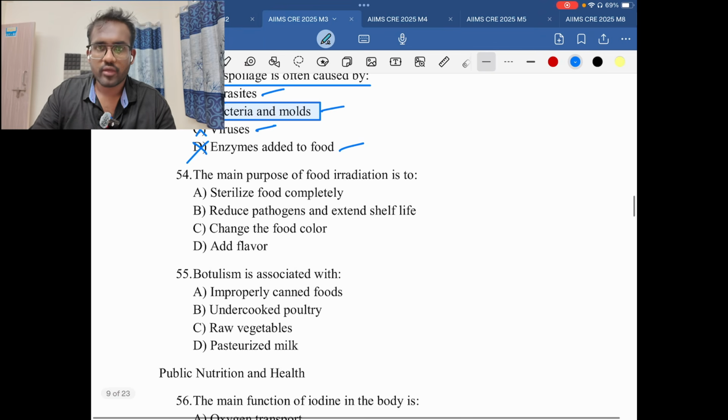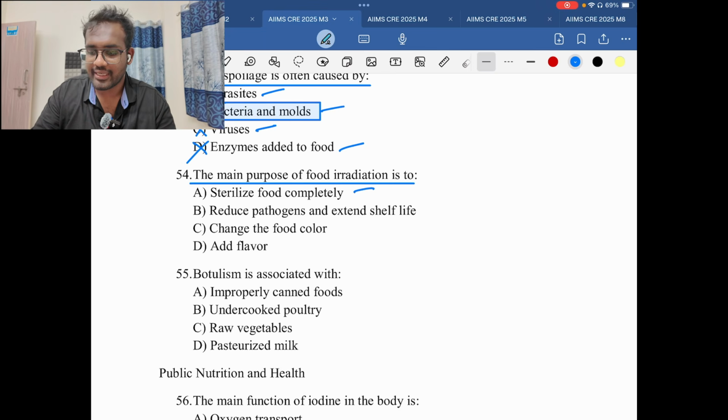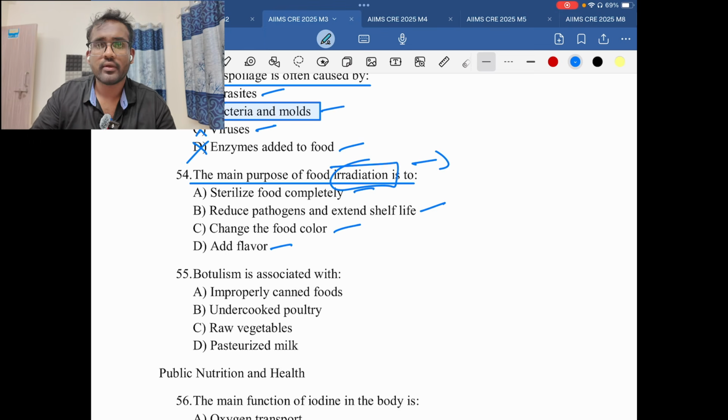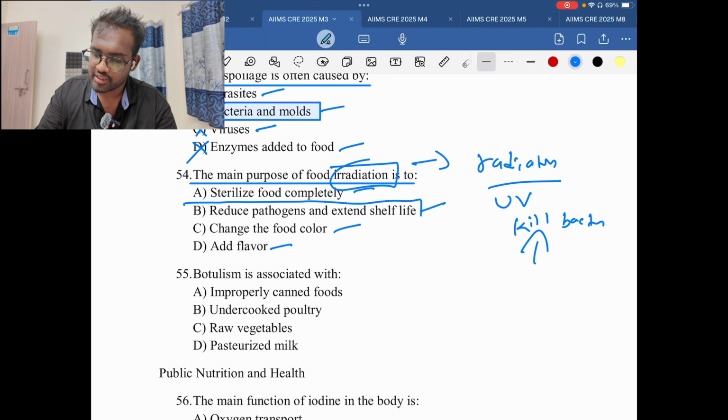Okay, so for question number 54, the main purpose of food irradiation is to sterilize food completely, reduce pathogens and extend shelf life, change the food color, add flavors. Irradiation is nothing but sending radiation or UV radiations to kill the bacteria, okay, and to increase the shelf life. Always remember. So the answer will be B, reduce pathogens and extend the shelf life.